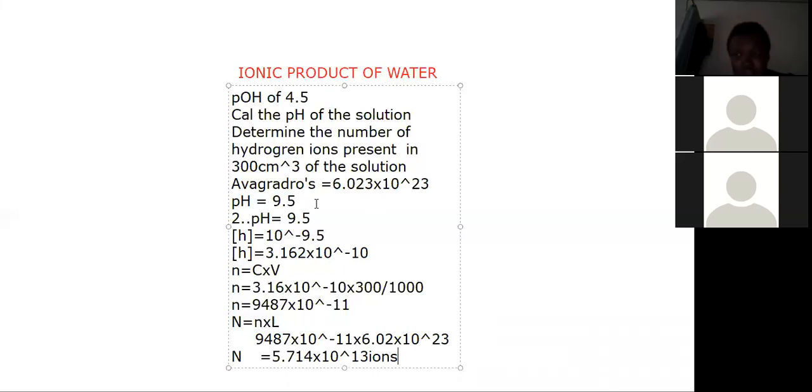That is the product over that of the reactants. We studied all these things the other time.